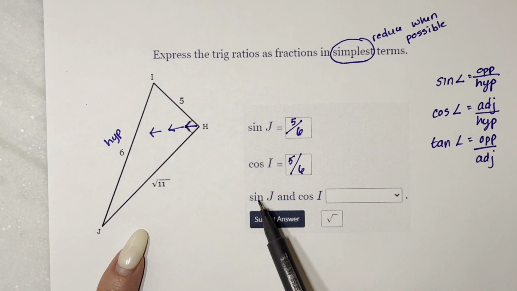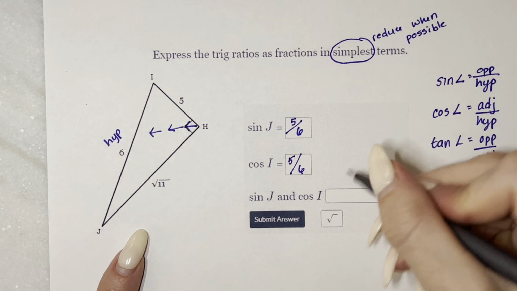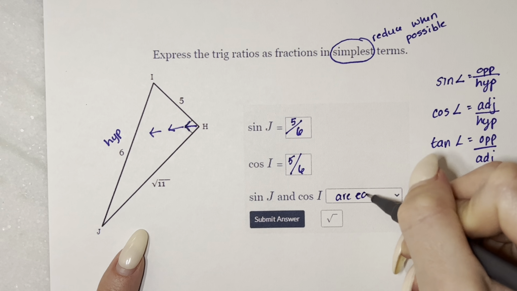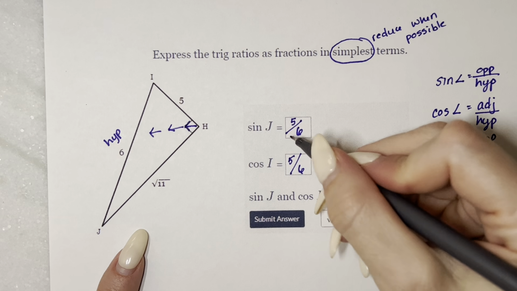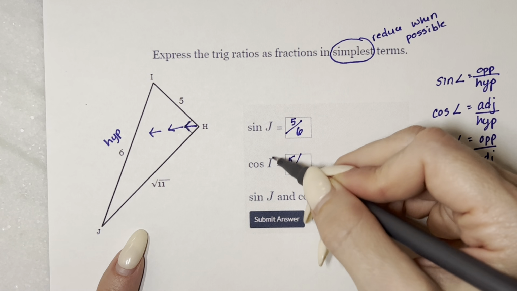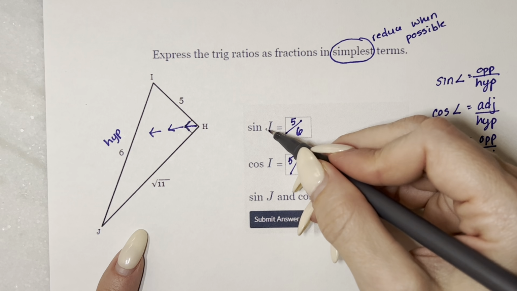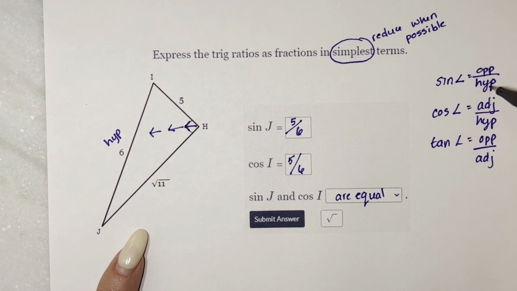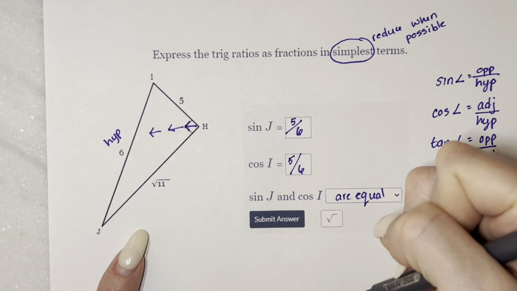So here I can see that the sine of J and the cosine of I are equal. Now that doesn't mean that the actual angles J and I are equal. What it means is that the sine of J, when you take the opposite side divided by the hypotenuse, is the same as the cosine of I, which is the adjacent side divided by the hypotenuse. And we can't reduce either of these, so we can just leave them.